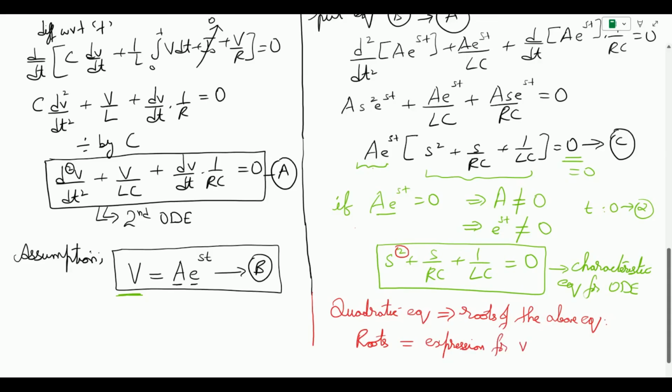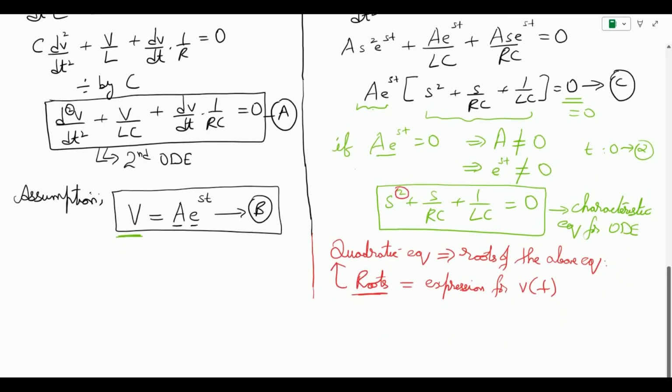So the value of voltage for the natural response of the RLC circuit will be dependent upon the roots, which will be extracted from the quadratic equation because of the exponent of 2. So if we solve this equation, and let me use this portion. So now we are on this side.